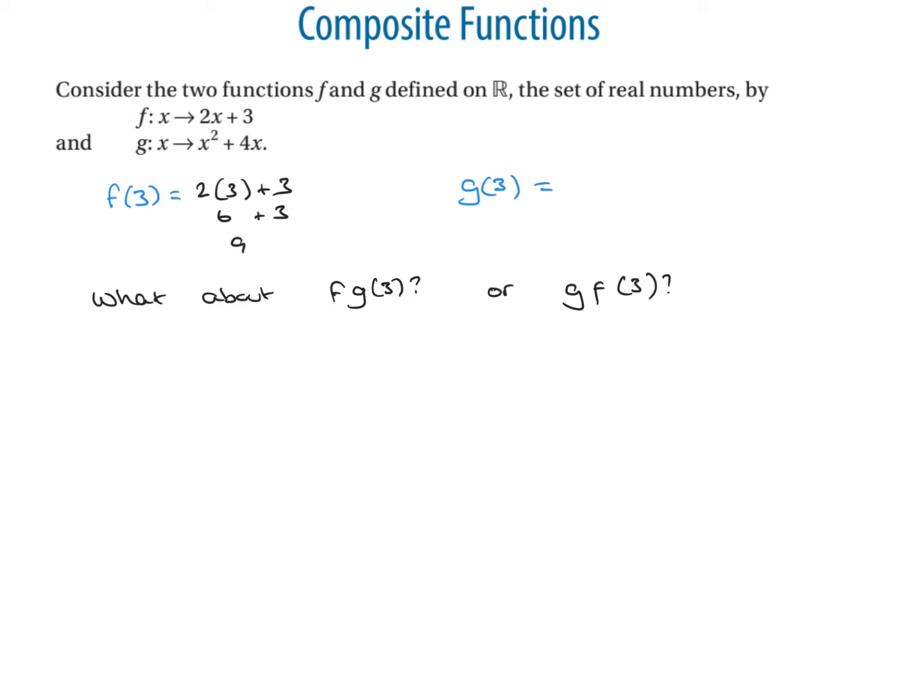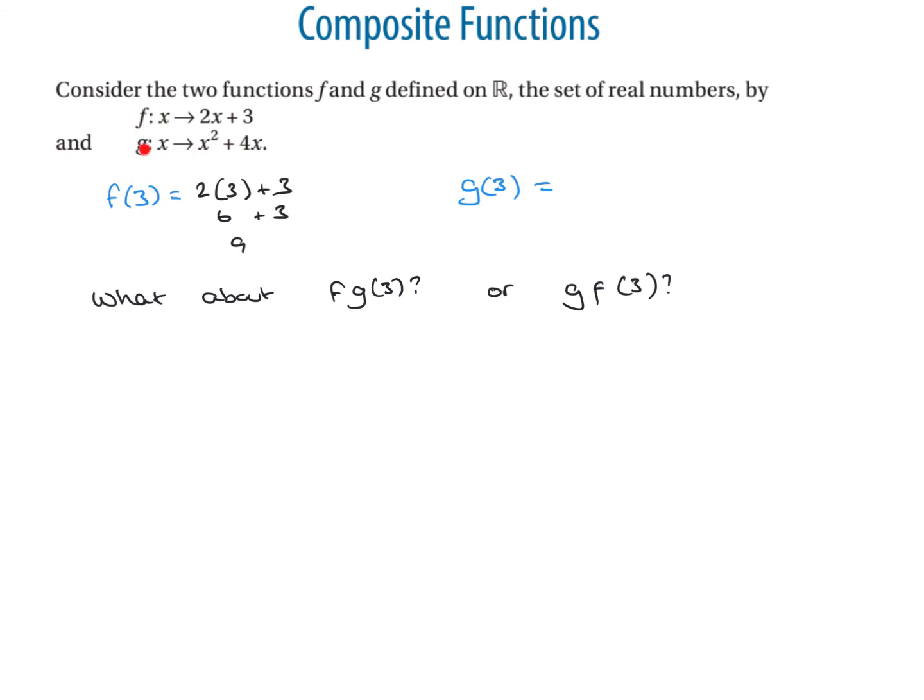So f of 3 is equal to 9. We've done this before. g of 3 is exactly the same sort of idea, apart from instead of putting the 3 through the f function like we did here, we're going to put the 3 through the g function. It's just a different function, that's why it's labelled g, to differentiate which function we stick it through.